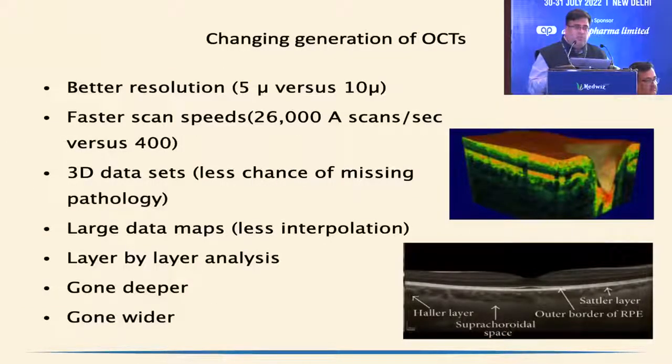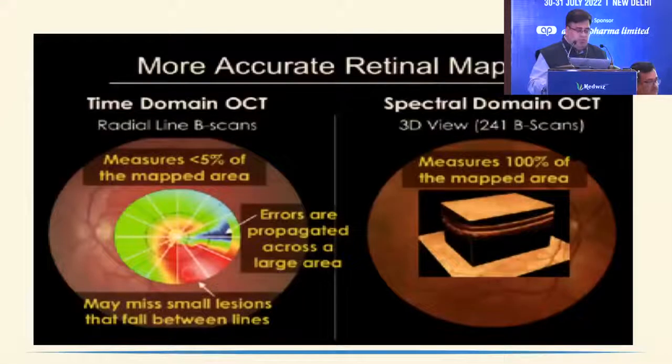As the generations have grown, the resolution has increased and the scanning has become much faster. We now get three-dimensional images and large data maps, so even layer by layer analysis is happening. We do not miss even the smallest of lesions on the retina. It had limitations in terms of the area that could be scanned. That limitation has been broken. We have gone deeper in OCT. We have gone wider in OCT. So OCT is now mapping each and every layer of the retina, to a large extent even the periphery. So this is what happens when one moves in generations.